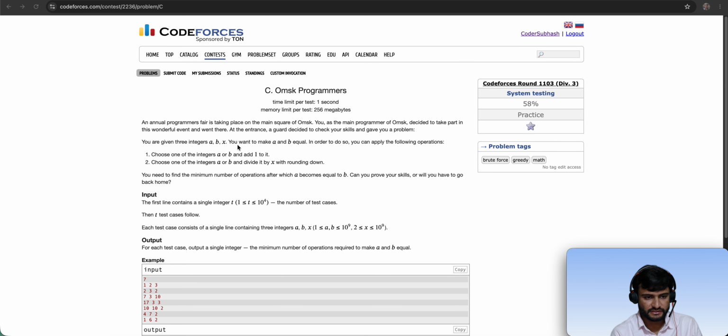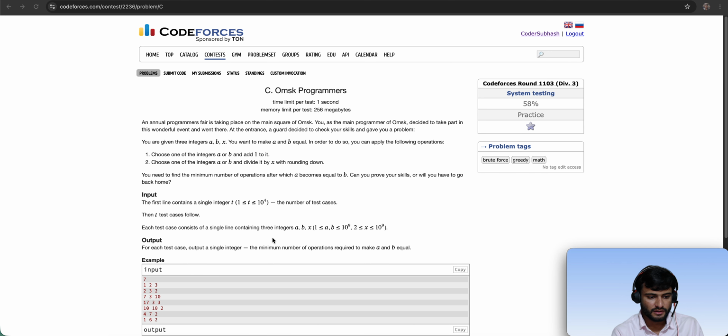You are given three integers a, b and x. You want to make a and b equal. In order to do so, you can apply the following types of operations. The first kind of operation is you choose one of the integers a or b and add 1 to it. The second type of operation is choose one of the integers a or b and divide it by x with rounding down. You need to find the minimum number of operations after which a becomes equal to b.